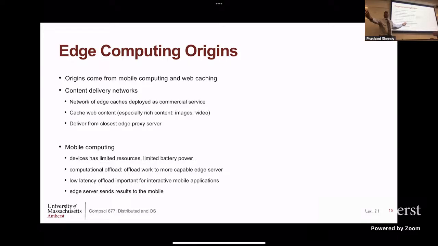And this edge server was maybe a server that is not battery powered. It's using grid power, so it doesn't have the same problems. It's a standard server, so it is more capable than a mobile device. So you could essentially do all of that extra work on a nearby server. Okay? So that's computational offload. And because the server was nearby, you can do low latency offload.